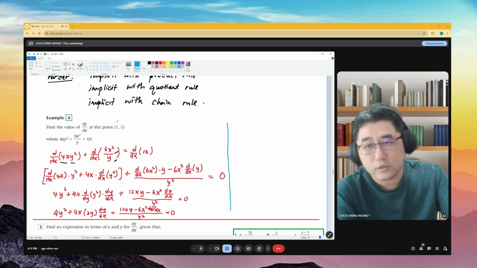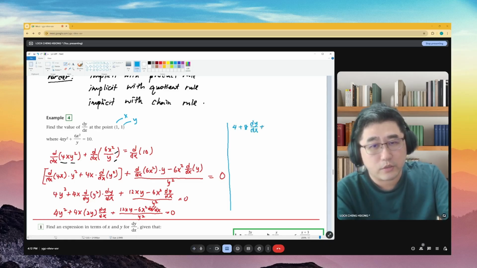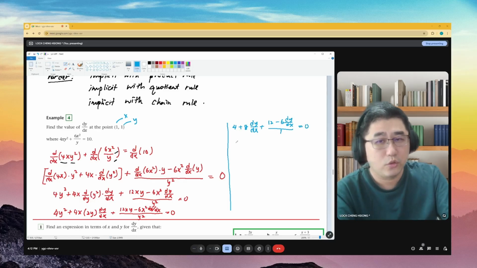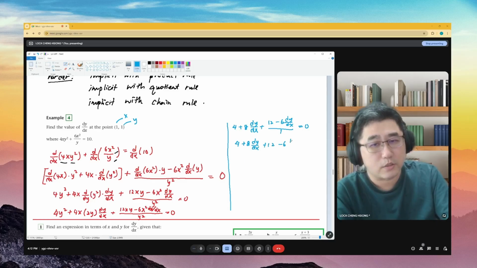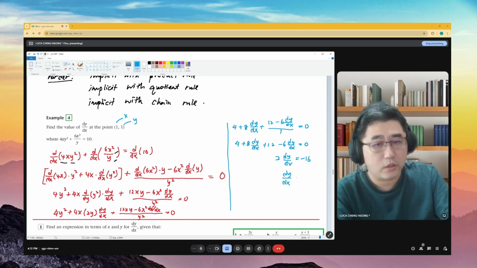Stay with x equals 1 and y equals 1. So all I need to do is just substitute x as 1 and y as 1 inside. So I have 4 plus 8 dy/dx plus 12 minus 6 dy/dx over 1 equals 0. So 4 plus 8 dy/dx plus 12 minus 6 dy/dx equals 0. 2 dy/dx equals negative 16. So dy/dx equals negative 8.